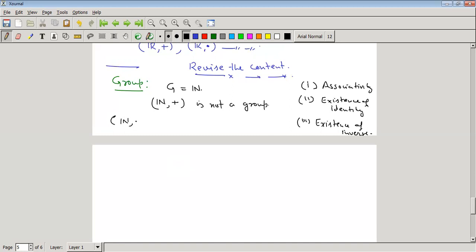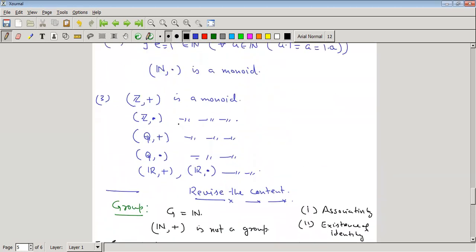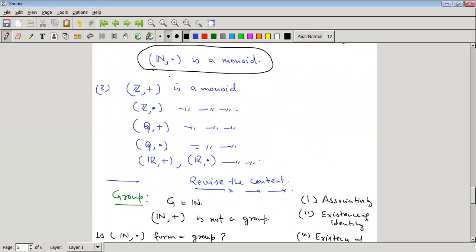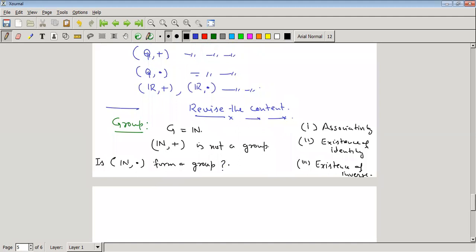Is N, the set of natural numbers, under multiplication a group? Think about this and then say yes or no. We have already checked that N under multiplication is a monoid. It means it satisfies associativity, it satisfies the first axiom, and the second is also done. Now we have to check the third, the inverse.